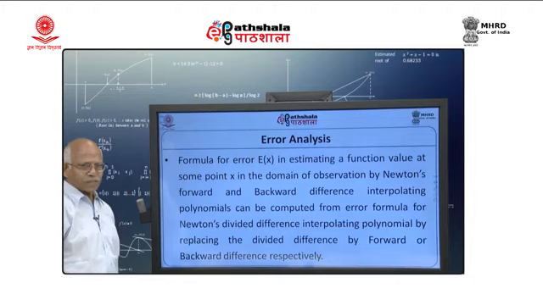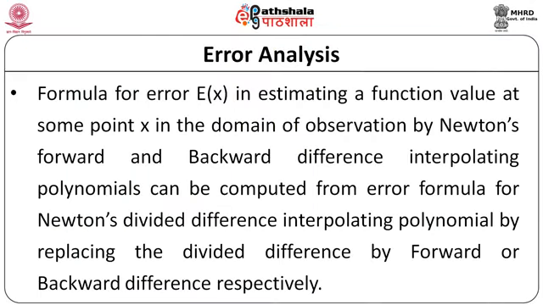Now, we come to the error analysis. The formula for error E x in estimating a function value at some point x in the domain of observation by Newton's forward and backward difference interpolating polynomials can be computed from the error formula for Newton's divided difference interpolating polynomial, because all these are derived from it. The same error formula can be used, except that we have to replace the divided differences by forward or backward differences respectively. So, this is what I have to do.